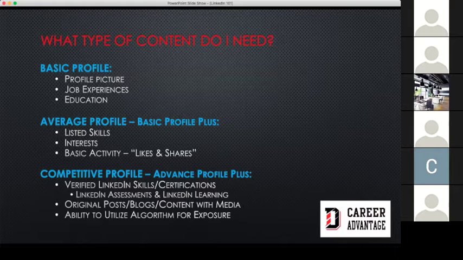Original posts, blogs, content with media. Content with media is huge. It can get up to 3 times as many views for something that has a picture, and up to 5 times as many for something that has a video. So you don't want to just post words. You want to be interactive. And then again, we want to utilize that algorithm for more exposure.